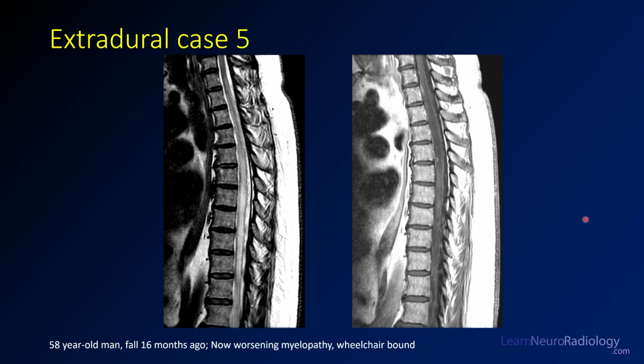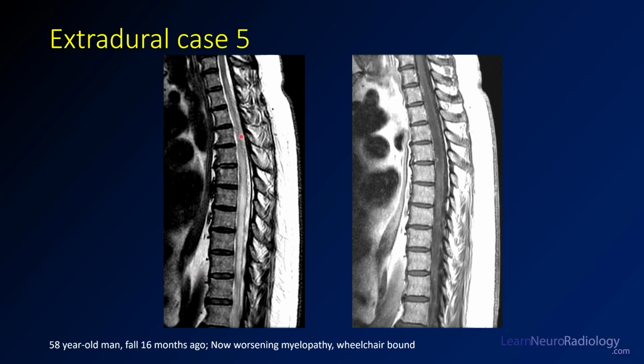Case number 5 here is a 58-year-old man. He had a fall 18 months ago. Now he has worsening myelopathy and is wheelchair bound. So there are some really key triggers here in this history that should raise your hairs a little bit. It's an older gentleman. He's had a progressive myelopathy over a longer period of time.